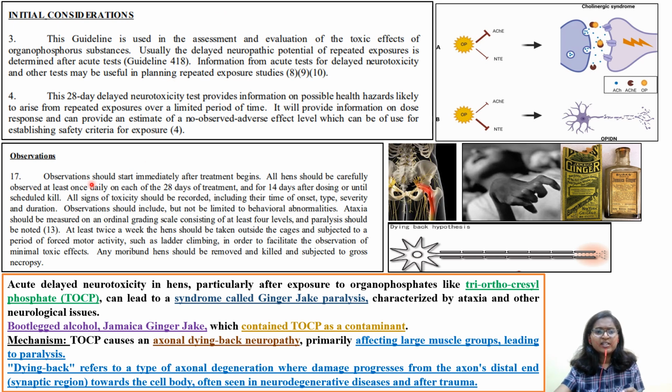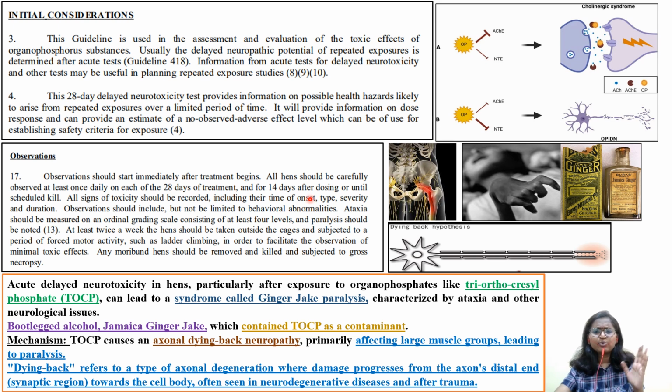Let's see what are the main observations given in the OECD 419 guideline. Observation should start immediately after the treatment begins. Okay, from day one only you have to start observing the animals. Is there any effect of these organophosphate pesticides on the hens or not? All hens should be carefully observed at least once daily during each of the 28-day treatment. Okay, so daily observation should be there.